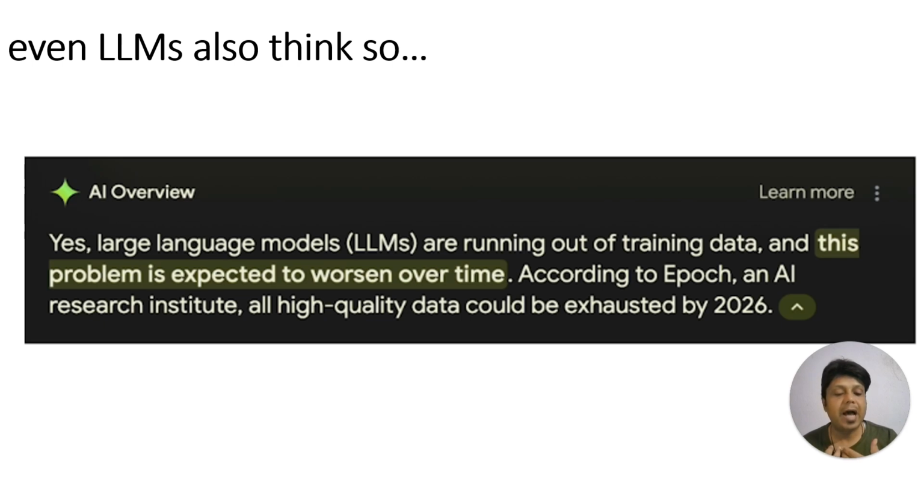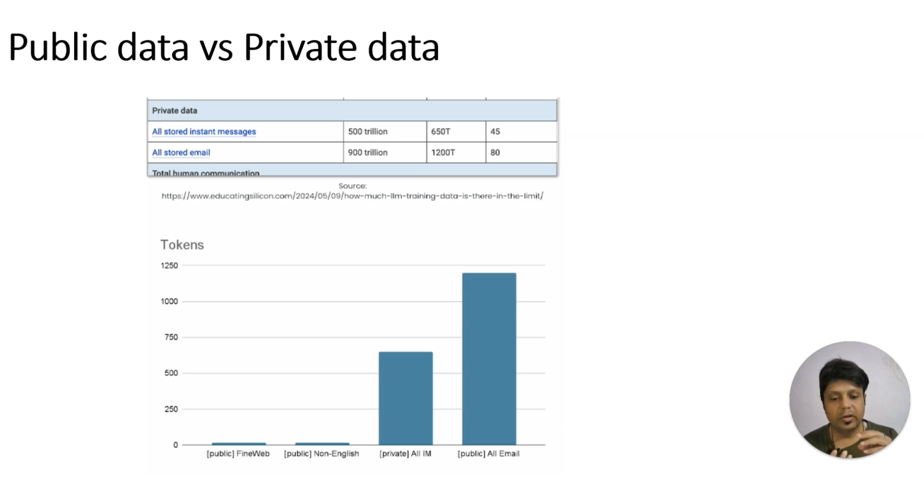How can we train our models, or improve their performance, or give more knowledge to LLMs? That's the question. We have limited public data, but we have multiple times more private data available. From this graph, you can see that private data is much more available. But obviously, you'll ask: if we start training LLMs on private data, what about privacy? What about confidentiality? We have to address that as well.